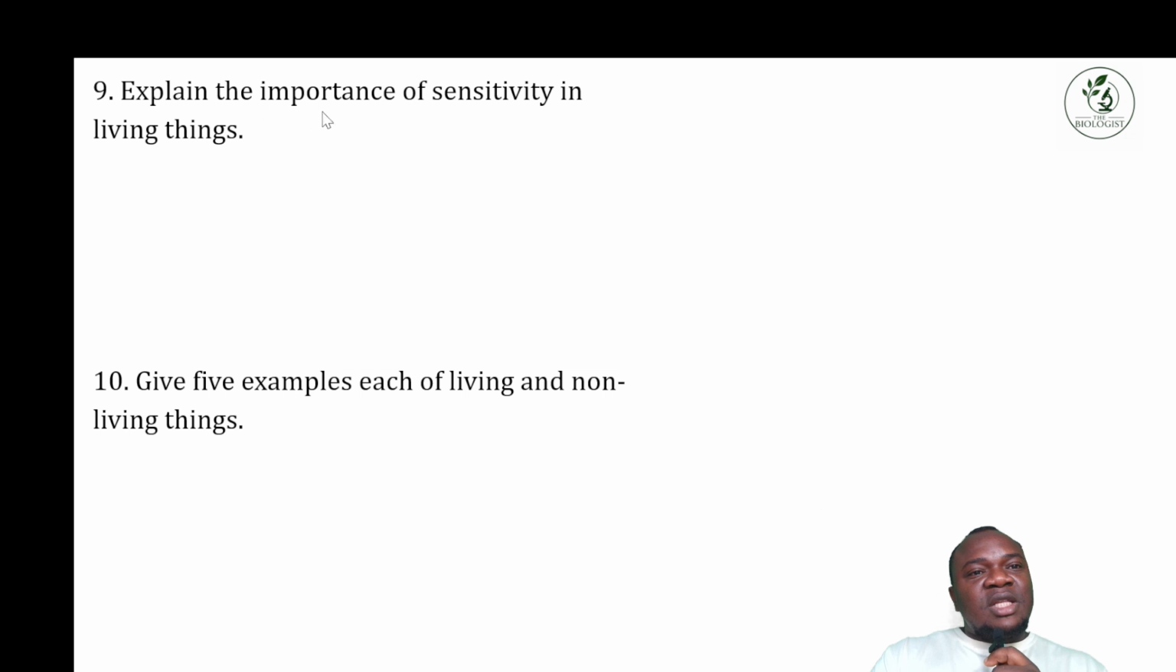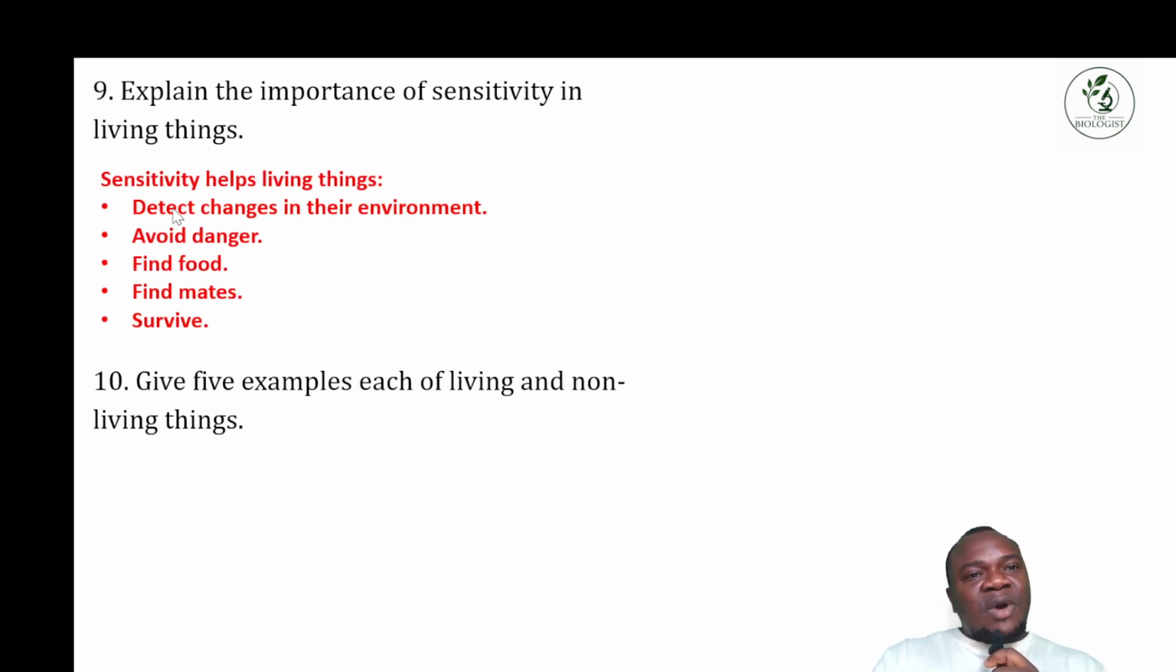So then explain the importance of sensitivity in living things. They detect changes in the environment. So, for example, if you're in a place that is very cold, you are sensitive to that cold, then you go to a place that is warmer. That's why you can see seasonal migration in different organisms. Birds can migrate to a new place when things change. They do this to avoid danger, find food, find mates, find a partner to reproduce, and to survive.